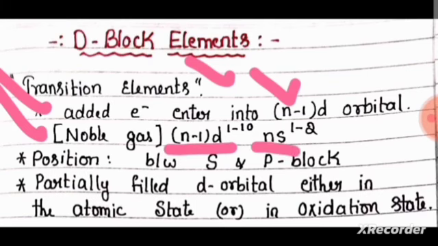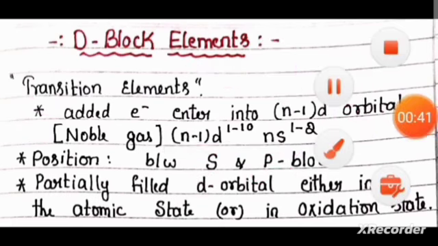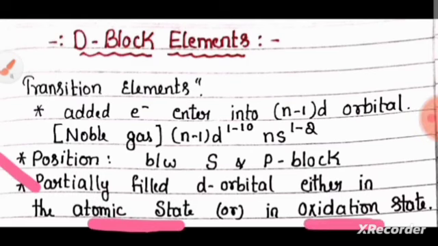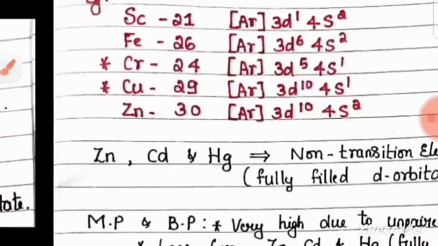to 2. And in the periodic table, the position of transition elements is between the S and P blocks, from group 3 to 12, where you can find transition elements. In transition elements, we can find a partially filled d orbital either in the atomic state or in the oxidation state. Only then can we consider them transition elements, if they have a partially filled d orbital either in the oxidation state or in the atomic state.